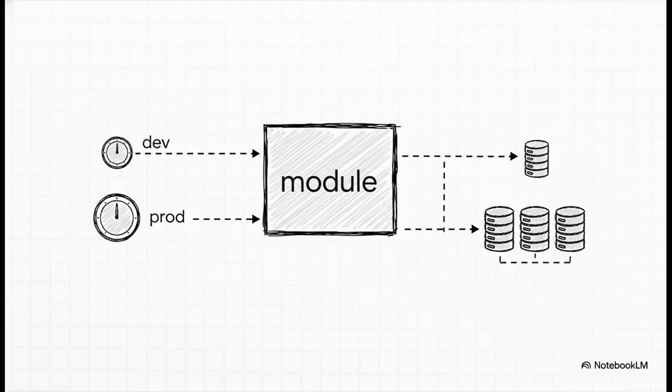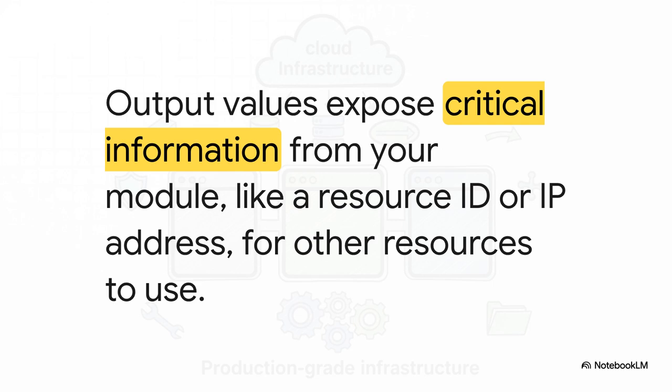Let's just double-click on inputs for a second, because this is really the secret sauce. Input variables are what make this whole thing so powerful. You can use the exact same module to spin up a tiny little server for your dev environment, and then turn around and use it to create a massive auto-scaling cluster for prod. You write the core logic just once, and then customize it everywhere else. It's a game changer.